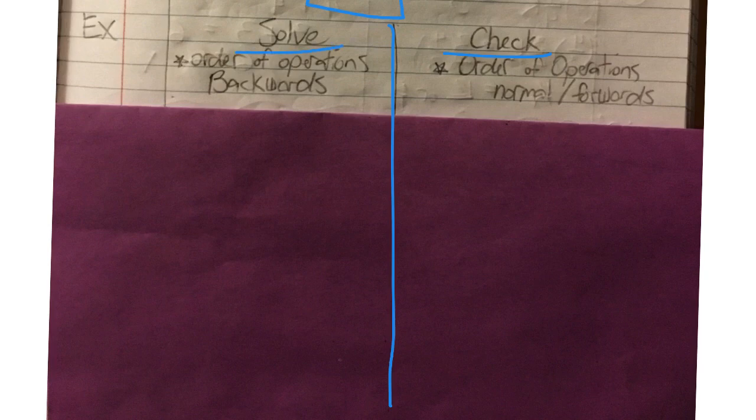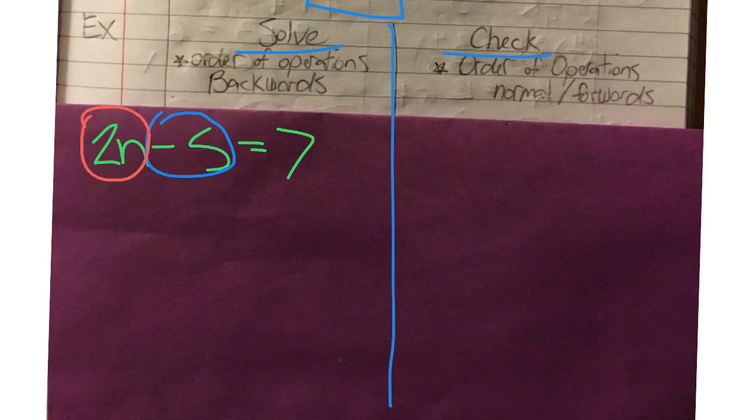Our first example here is going to be, let's see, green's probably going to be best. 2n minus 5 equals 7. We have to get rid of the constant first. So this is my constant and this is my coefficient. I need to get rid of the constant first, and we do the opposite. So I see minus 5, so I'm going to go ahead and do plus 5.